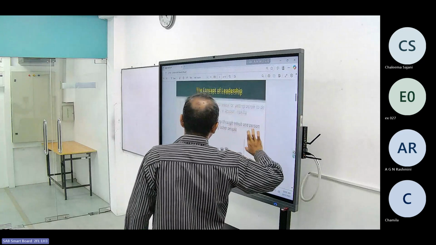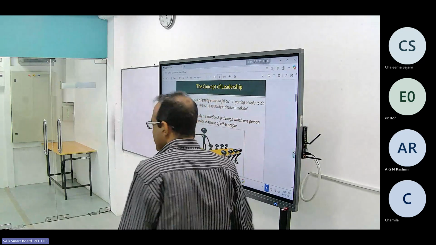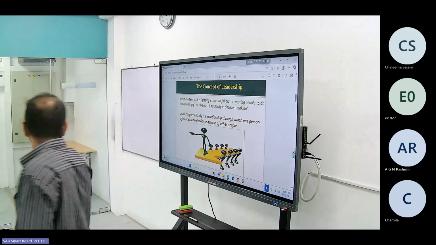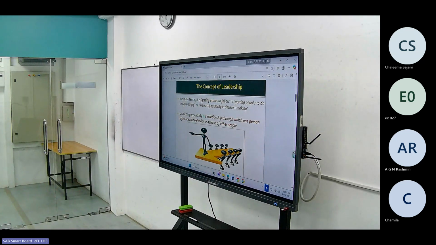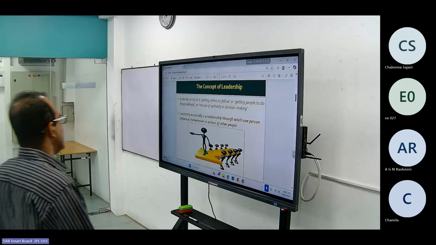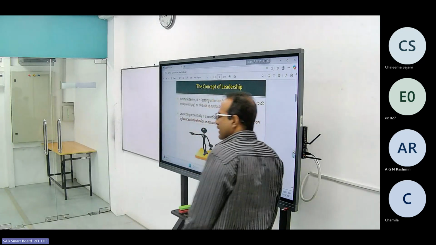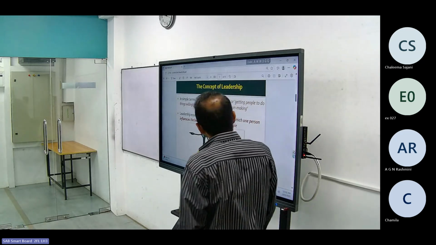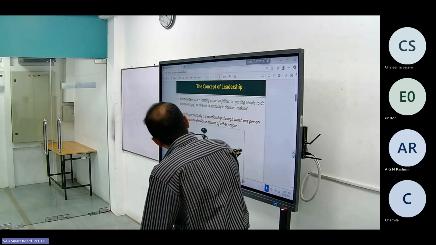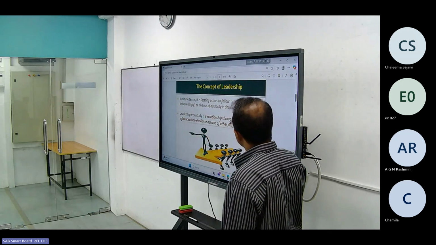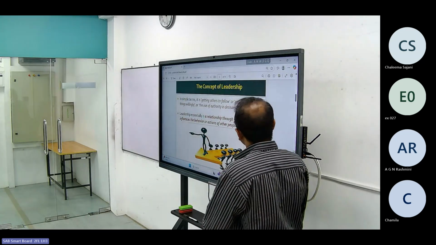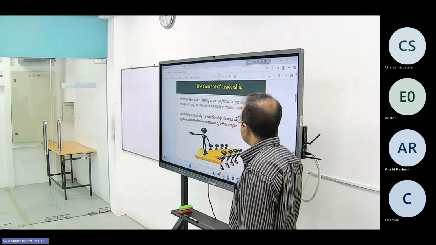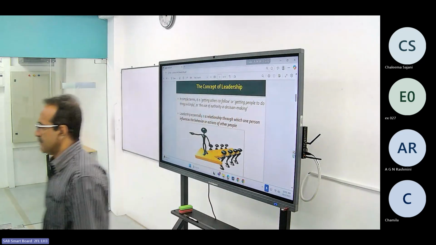These represent leader behavior and follower behavior. It is getting others to follow, or getting people to do things willingly, or using authority to make decisions. But this is more with managing actually. Use of authority in decision making is more with managing. These are with leading. Then this second point says leaders essentially should be able to develop relationships, right? Through that, the leader can influence the behaviors and actions of others, right?